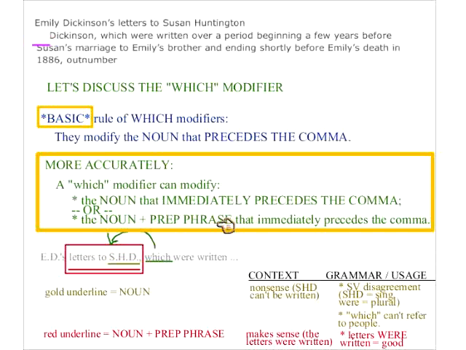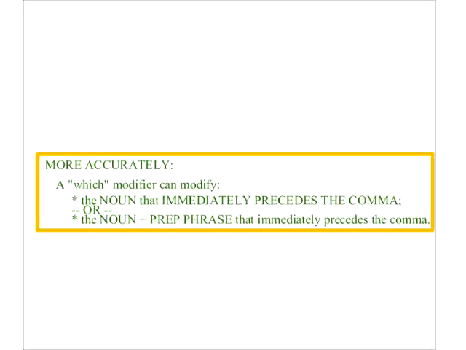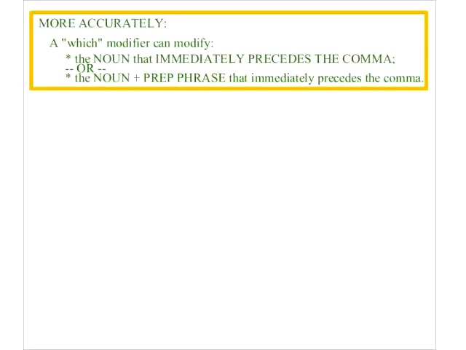So we'll come back to the rest of the problem in a second, but let's go through another couple examples of how this modifier is used. So again, here's the box from the previous page: which can either modify the preceding noun or it can modify the preceding noun plus prep phrase. And the new point that we're going to make on this slide is that you're going to have to use context to figure out which of these is the case.